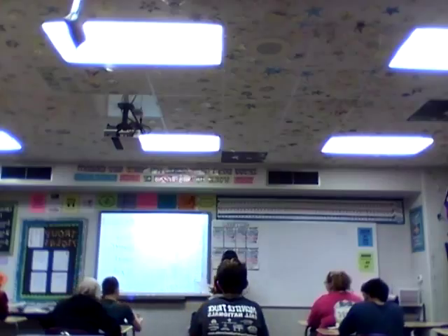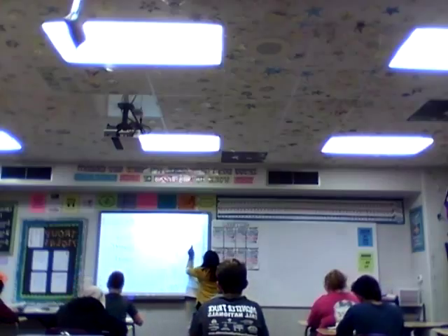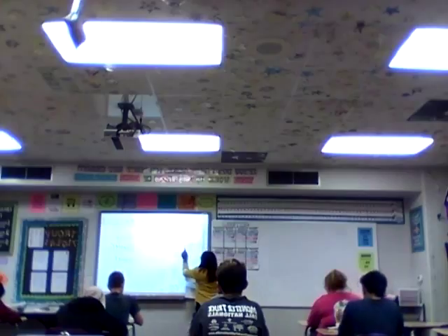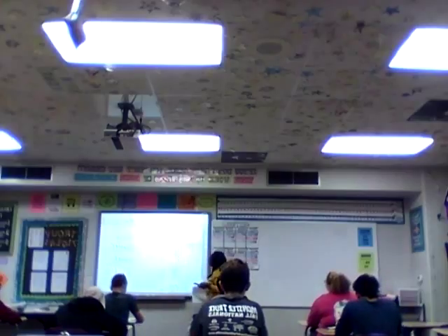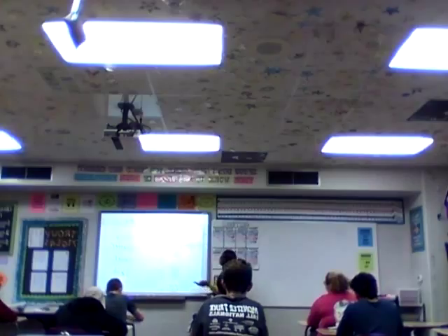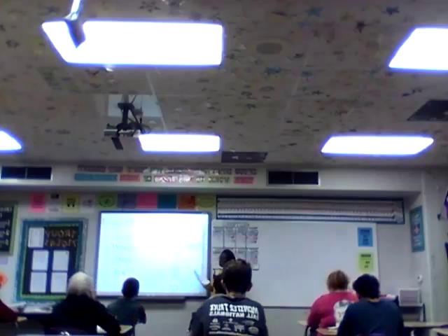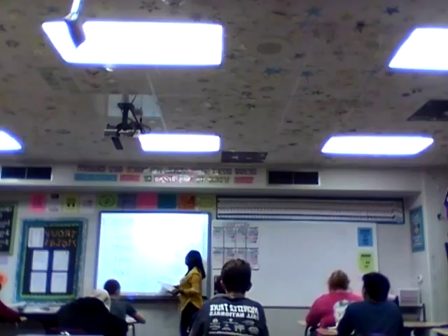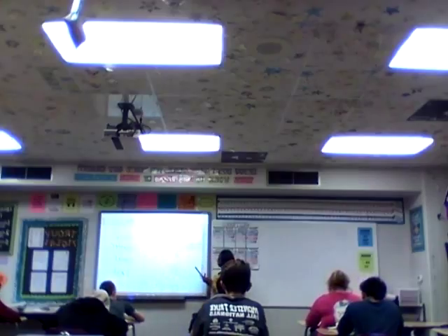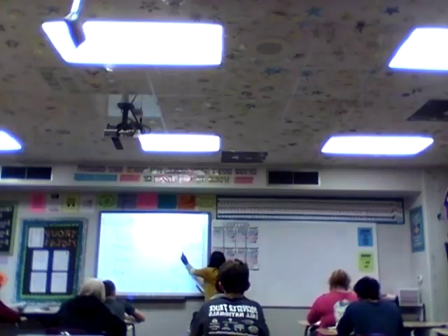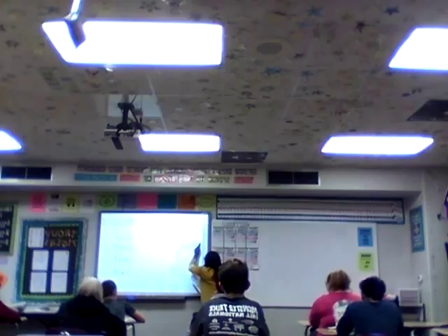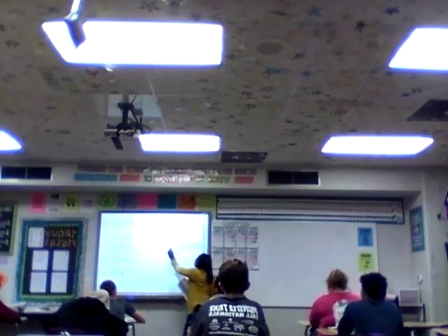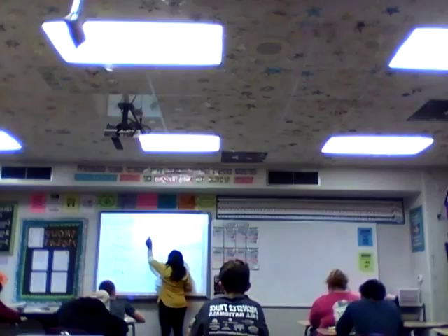If I want to multiply x plus 3 times x plus 2 using the FOIL method, I do the first one. What's the first one in each? x and x. The first one in each polynomial is x and x. So x times x is x squared. That's my first one. The outer: x and 2. These are the ones on the outside. So x times 2 is 2x.